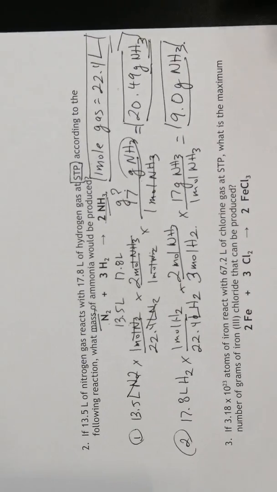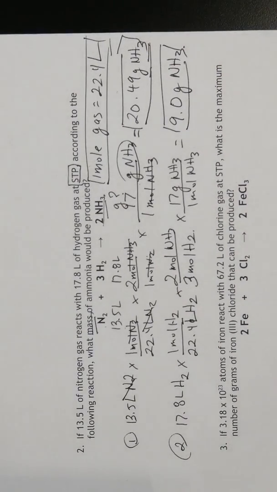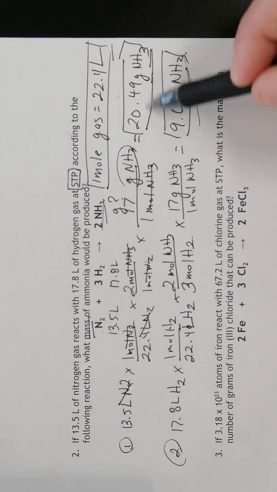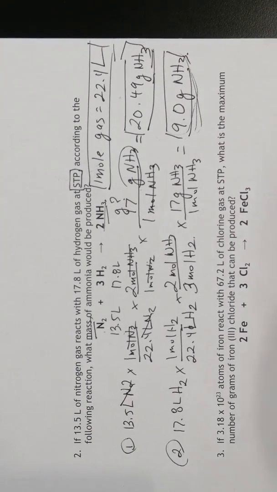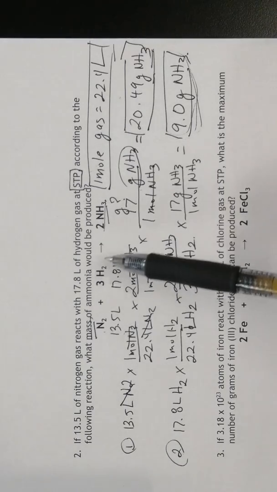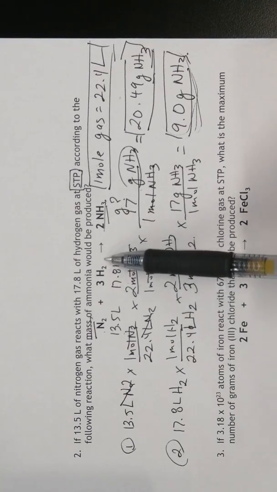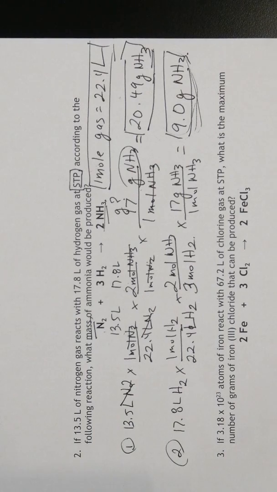So, when we compare them, the smallest one is the amount that I can make. Okay, I can't make any more. So this is a case in which the maximum amount I can make is 9 grams of ammonia. Even though we start with a higher volume of hydrogen gas, in the end, it's the limiting reactant. It limits how much we can make. The hydrogen gas is going to run out first.